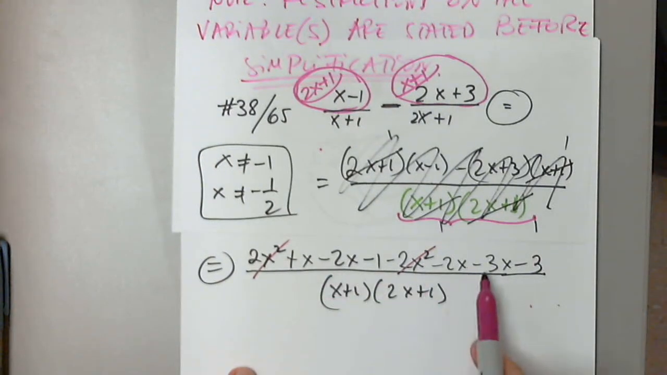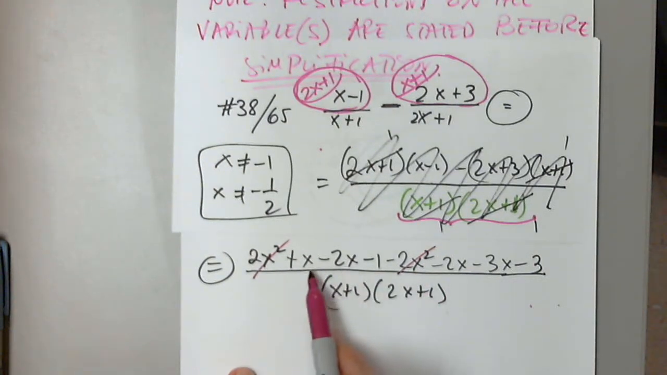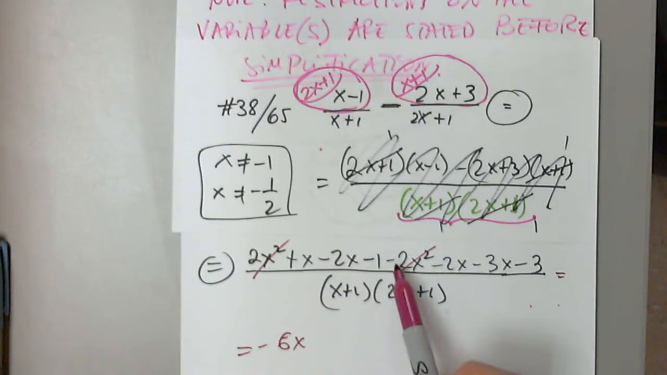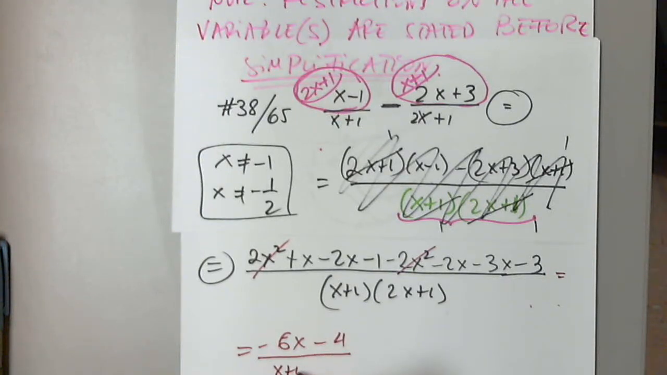Then we have negative 5x and another negative x. So this is negative 6x. And then we have a negative 4 over x plus 1, 2x plus 1. Did I miss anything? So this is a negative 4. Oh, no, yeah, that's correct. So negative 5, negative 6, negative minus 1.